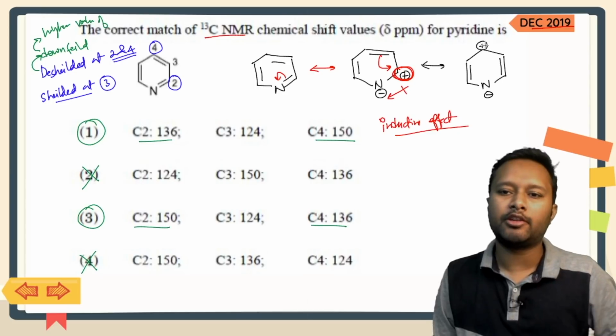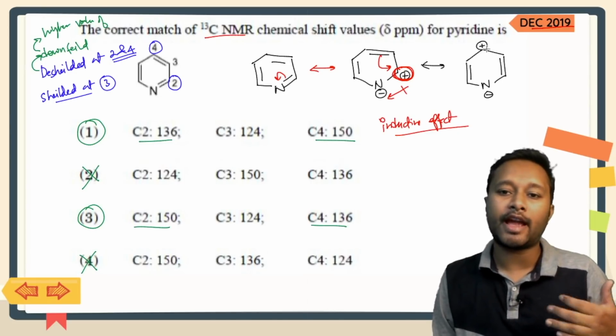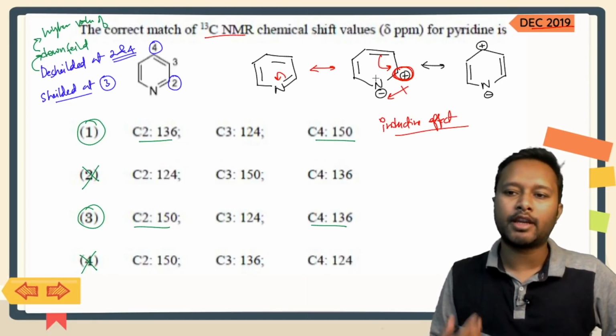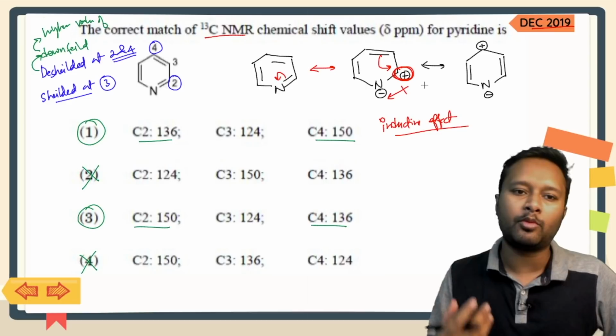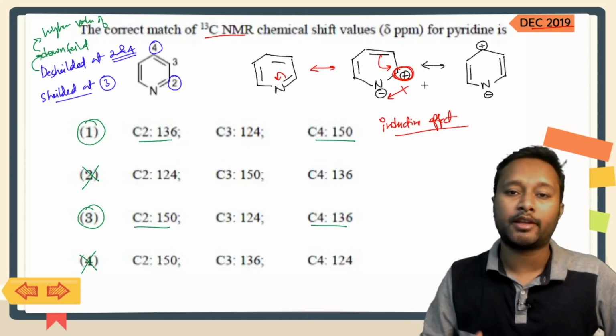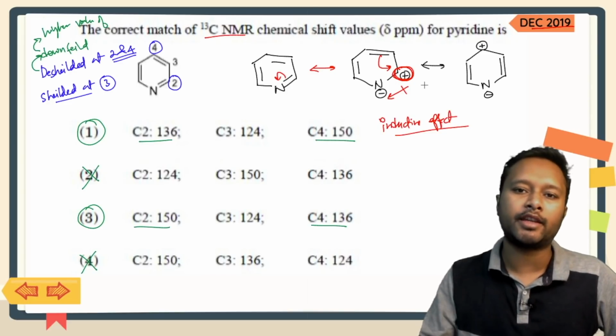So at position number 4, de-shielding will be there, but not as much as it is on position number 2. So what we can interpret from here is that the carbon at position number 2 is going to be more downfield as compared to the carbon at position 4. More downfield means having higher chemical shift value.